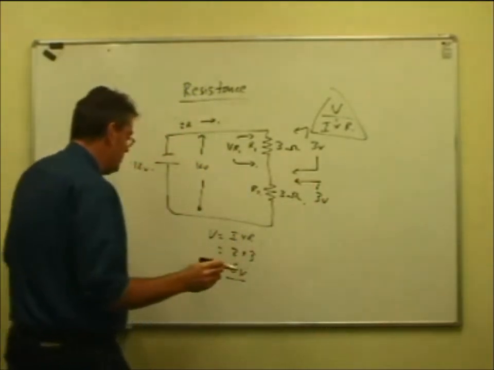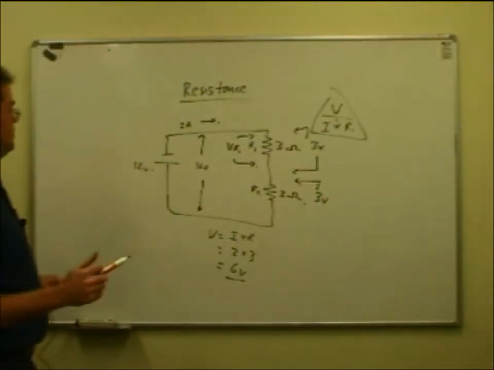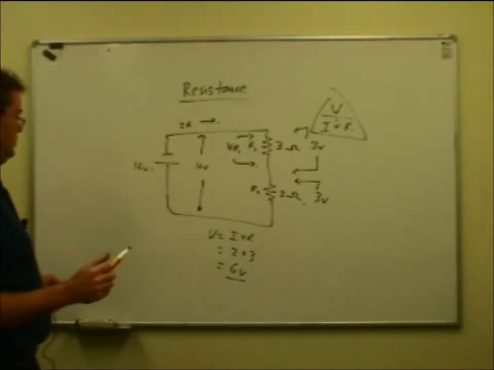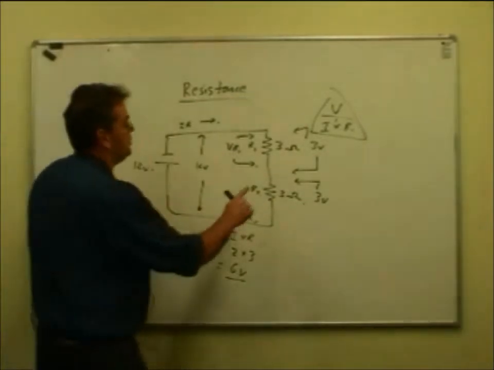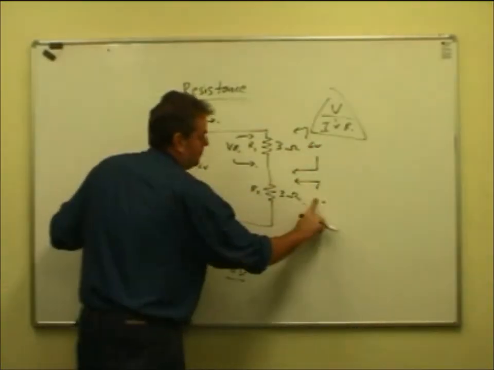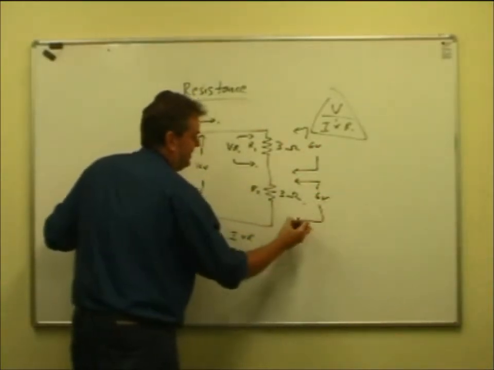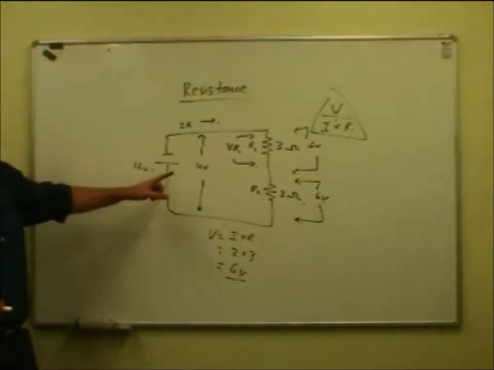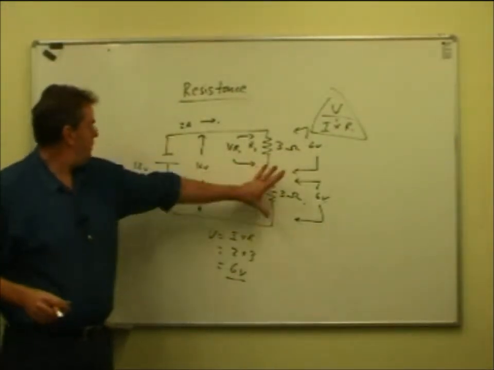Hang on, I've just done something wrong there. V is equal to I times R, 6 volts. 6 volts, sorry. That's not worked out, sorry for that. I hadn't even noticed. 6 volts, 6 volts, both of them add up to 12, don't they?